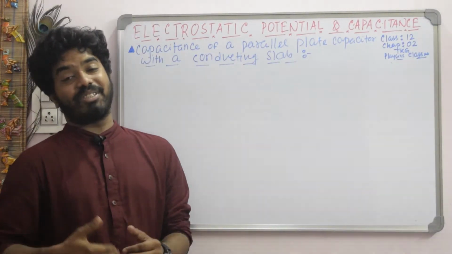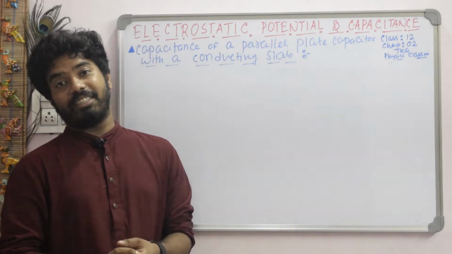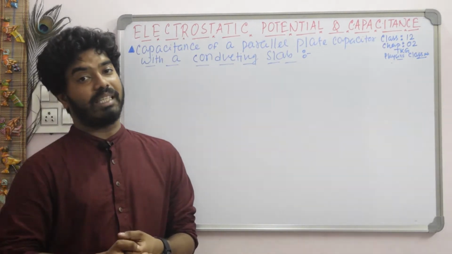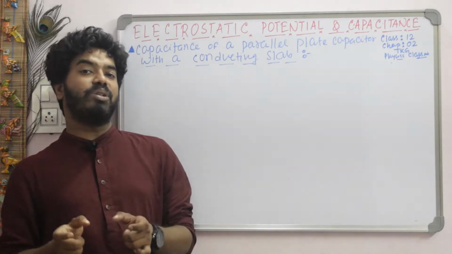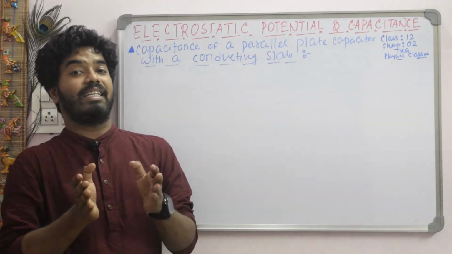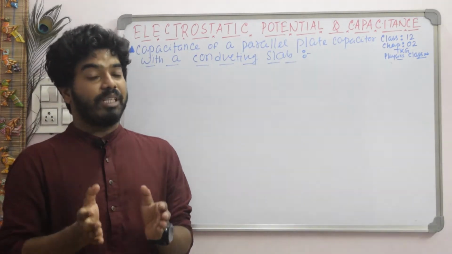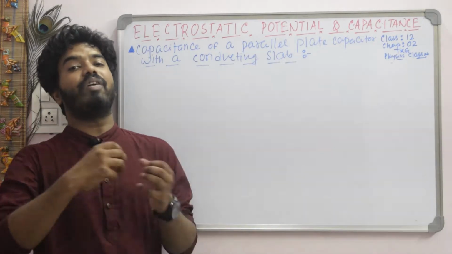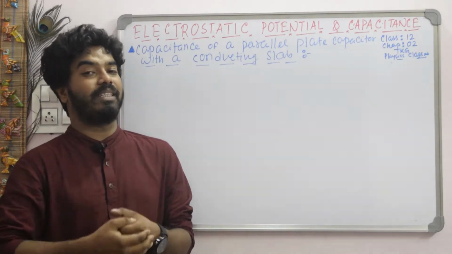So students, after deriving the capacitance for a parallel plate capacitor with a dielectric slab, today we will solve the capacitance of a parallel plate capacitor when in between the parallel plates there is a conducting slab. Here, in between the parallel plates, we introduce a conducting slab, then we find out what will be the capacitance for this parallel plate capacitor.